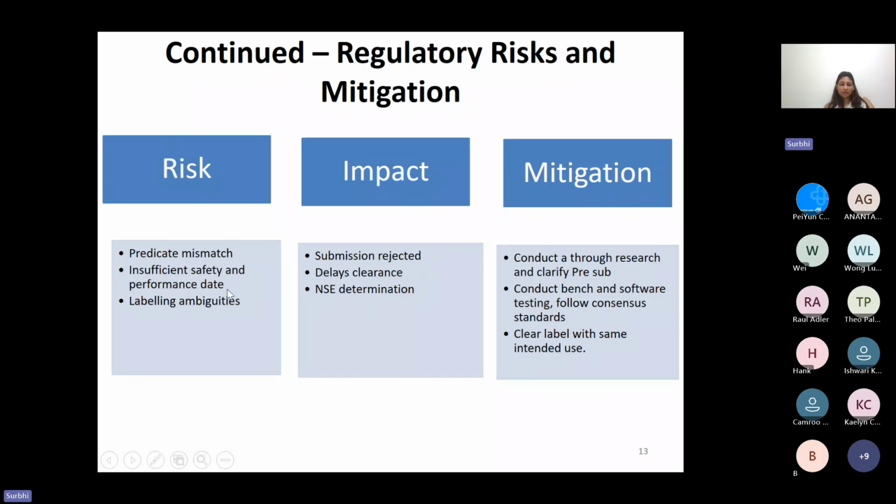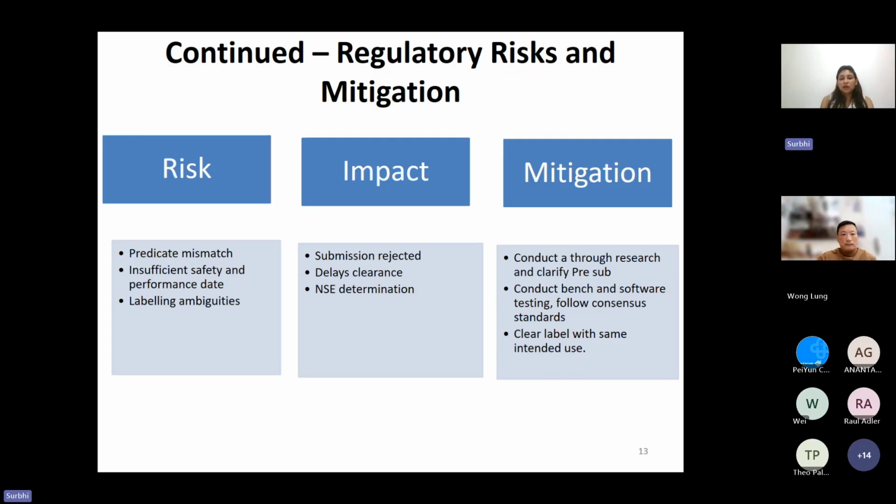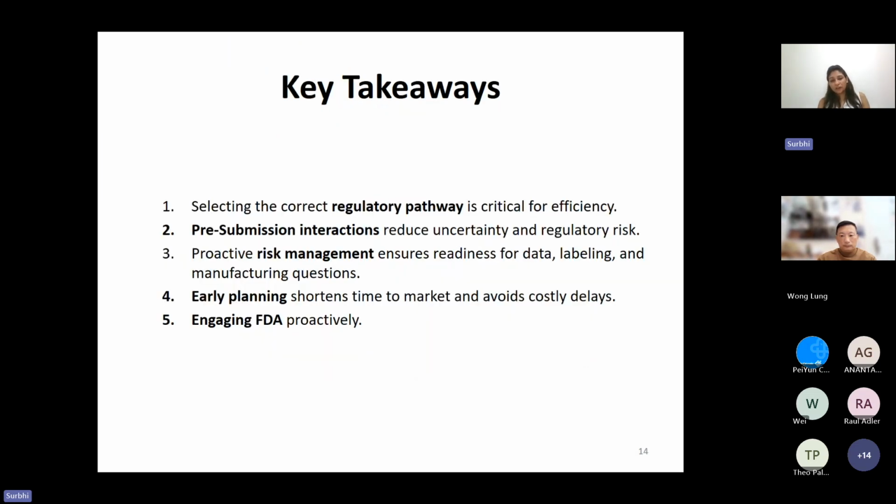Then insufficient safety and performance data will definitely cause delays in clearance. To avoid that, please conduct bench and software testing properly, and as much as you can, follow consensus standards. US FDA believes in consensus standards. Then the third potential risk could be labeling ambiguities, which can definitely get your application rejected. So while labeling, be very clear. The important key takeaway from this brief presentation is to always select the correct regulatory pathway.